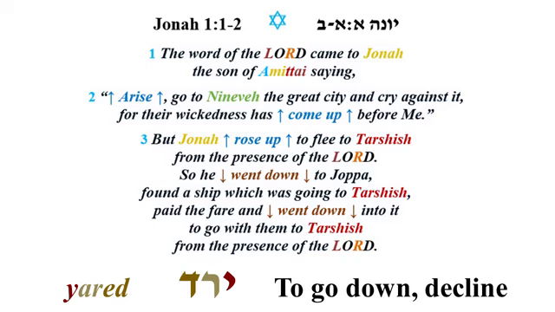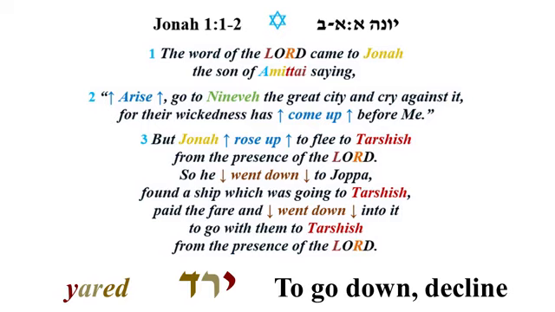But Jonah rose up to flee to Tarshish from the presence of Yahweh. So he went down to Joppa, found a ship that was going to Tarshish, paid the fare, and went down into it to go with them to Tarshish from the presence of Yahweh. That word, yerad, is yered, to go down. He went down to Joppa, and he went down into the ship.